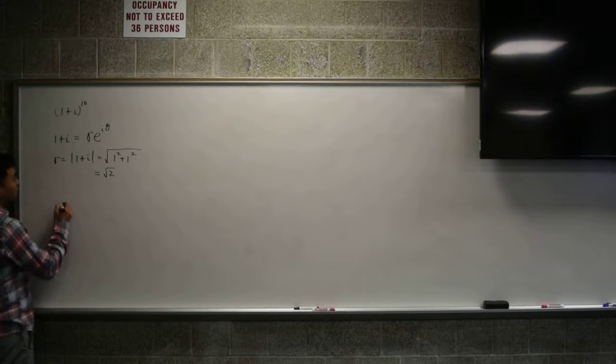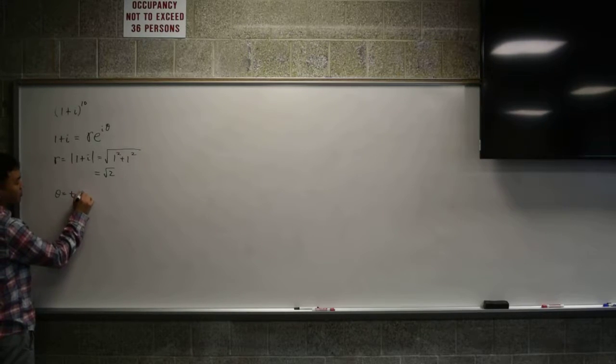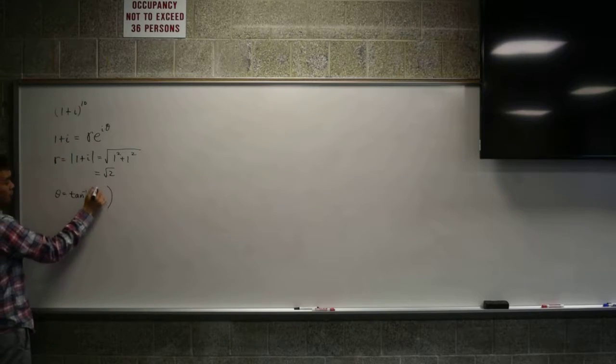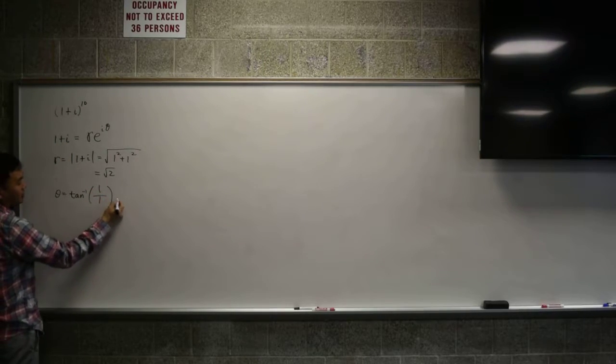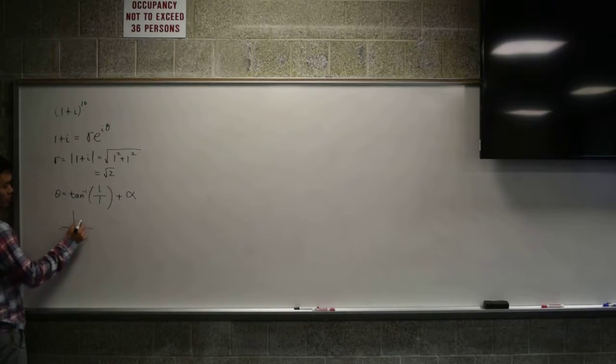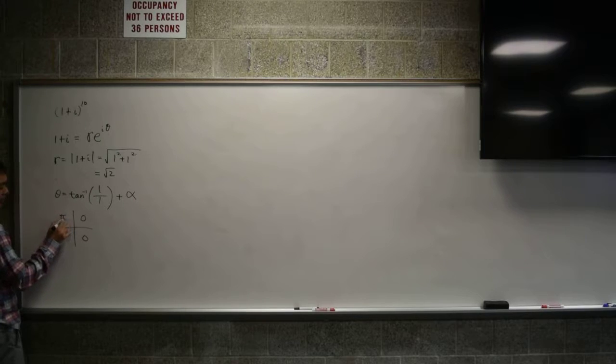And then for theta, which we call the argument, it's tangent inverse of b over a. Right? b is 1, a is 1, so you have b over a, and then plus alpha. Alpha is determined by which quadrant you're in. If you're on the right side, you don't have to modify anything, but if you're on the left side, you add pi in the second quadrant and subtract pi if you're in the third quadrant. Okay? So that's the value of alpha.